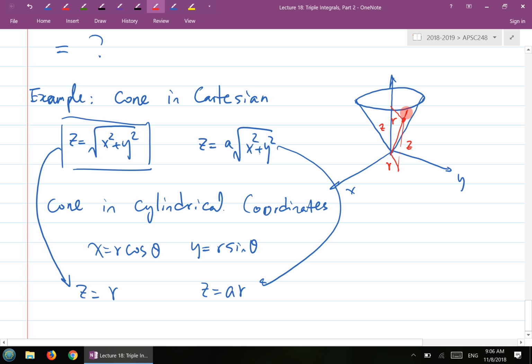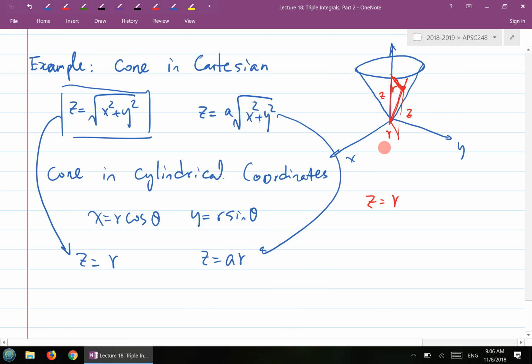That makes sense, right? So now, when you have a cone like this, we're saying Z equal to R, basically. When you have a cone like this, we see Z equal to AR, right? So if you look at this geometry, this is something that will help you in terms of finding limits if the region is a cone. I want you to focus on this triangle here. This triangle is a right triangle because R is perpendicular to the Z-axis.